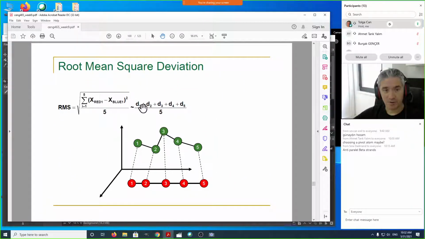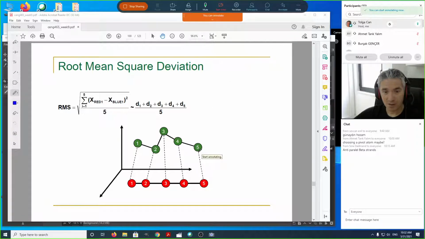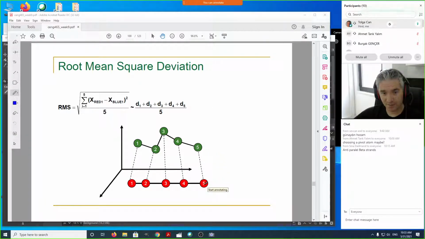So we just compute the distances. The root mean square distance is roughly the average deviation between the matched atoms. This shows the root mean square distance between these two peptide fragments. Let me just show you the figure. If this is the distance between 5 and 5, d5, 4 and 4, this is the root mean square distance between these two structures as they stand in this 3D space.